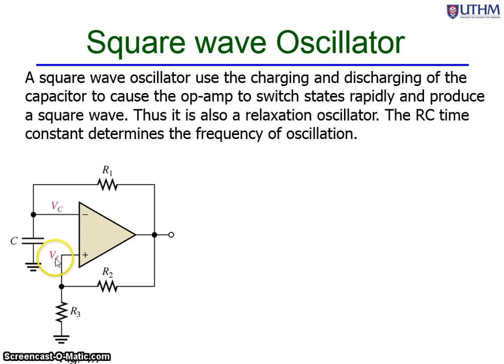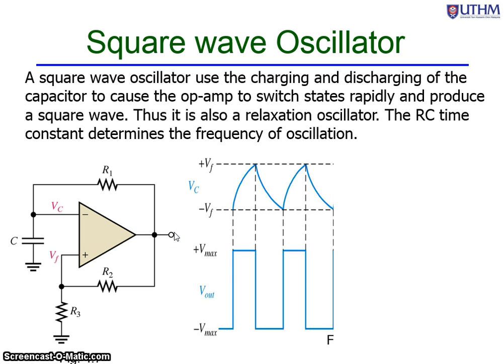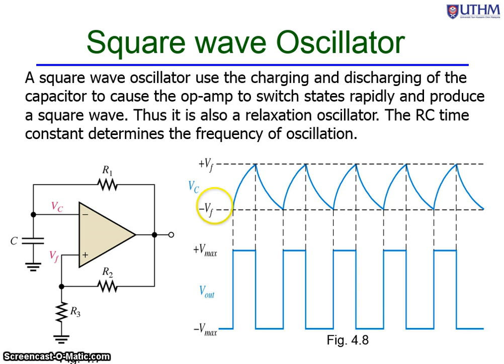So VC and VF will be compared, and the output will be determined by whether VC is greater or VF is greater, and the output there will be a square wave. So what you'll get here is your VC being charged through this path.